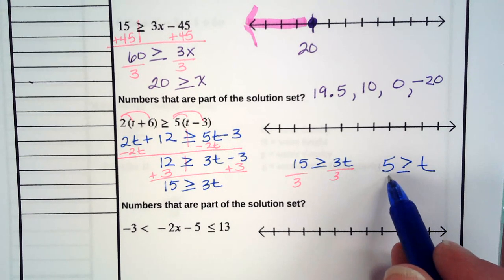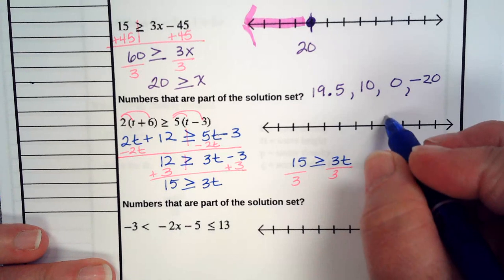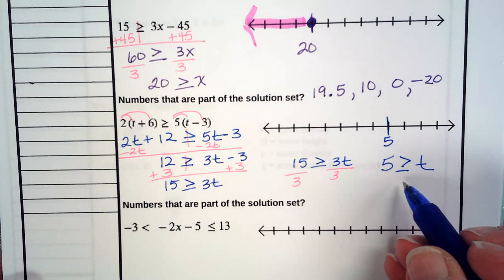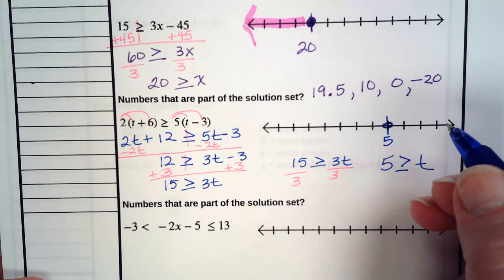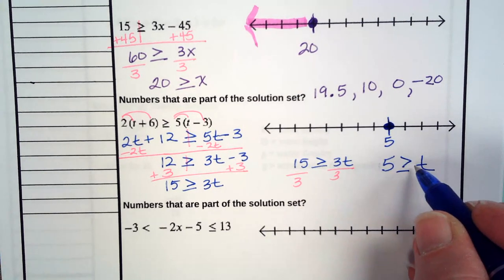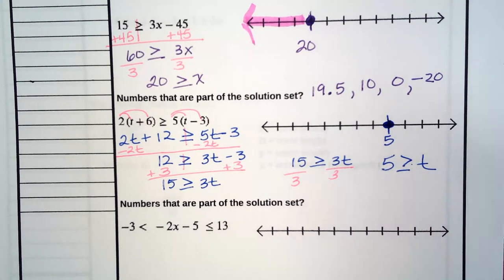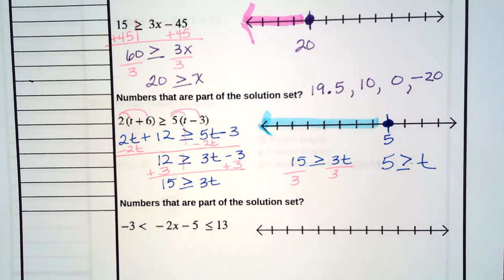The alligator mouth goes to the bigger number. The bigger number is 5. 5 is greater than or equal to t. So I need to identify on my number line, where is 5? I'm going to put 5 right here. Is it an open or closed circle? I mean, it's closed because it's got the equal to sign. It's a closed circle. Now 5 is the biggest, so I'm going to shade to the left again. And that would be my solution set.